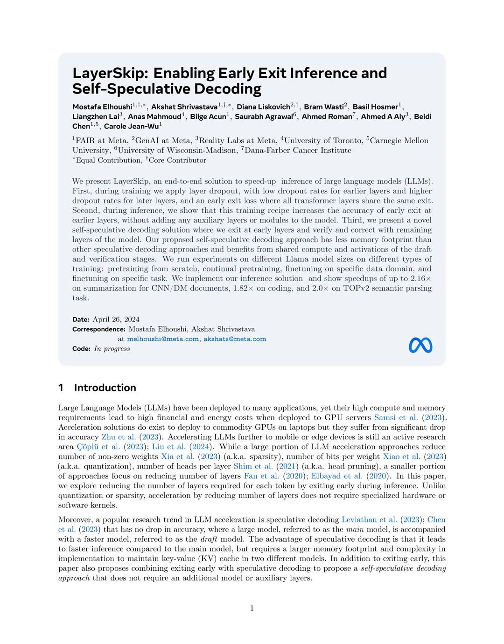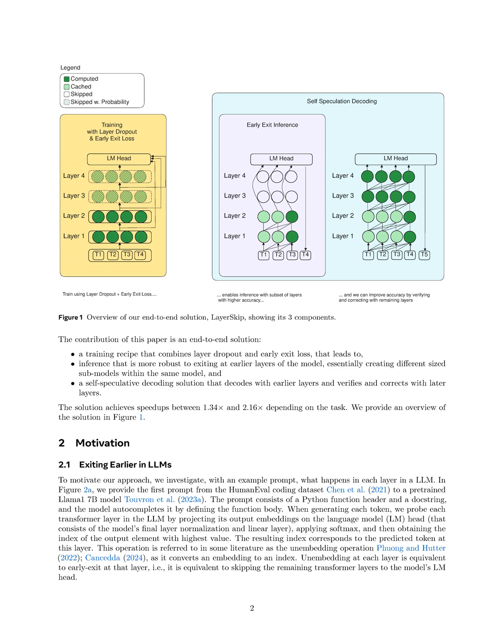This is achieved through a combination of layer dropout and early exit loss, which allows for exiting early during inference without the need for specialized hardware or software kernels. By enabling the model to exit early at certain layers, the method aims to create different-sized submodels within the same model, leading to faster inference without a significant drop in accuracy.